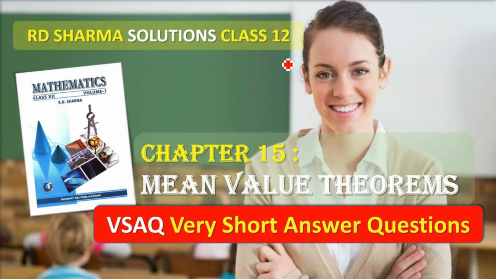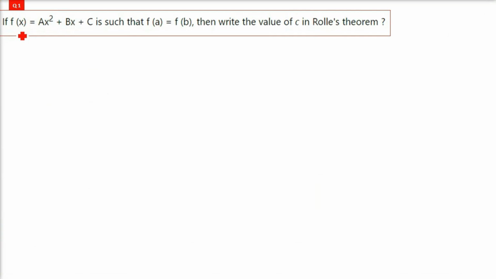This is R.D. Sharma Solution Class 12, Chapter 15, Mean Value Theorems, VSAQ. Very short answer questions we are taking. If f(x) = ax² + bx + c is such that f(a) = f(b), then write the value of c in Rolle's theorem.